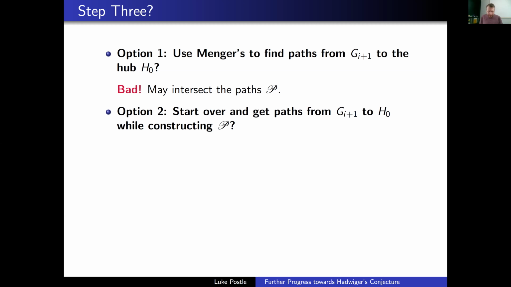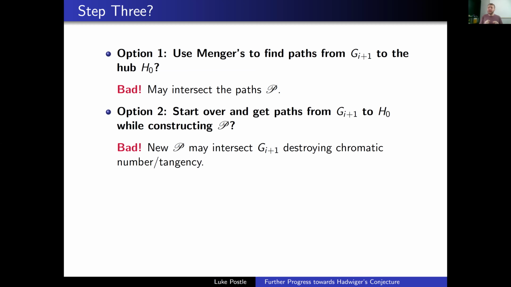Option 2, this seemed like a nice idea to me, was let's start over. Let's get the paths from G_{i+1} to the hub H_0 while constructing those pieces. Now I know where we're going to go, so let's just force those to connect to the hub at the same time we're doing this. But if you think about that, you're going to realize that's also bad. It just doesn't work, because if you have to start over, there's no control of the paths.